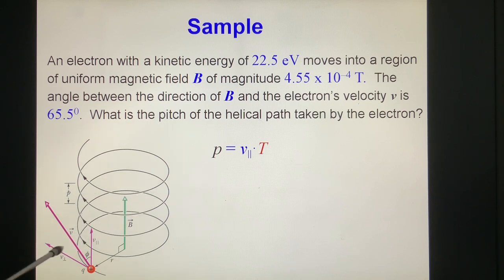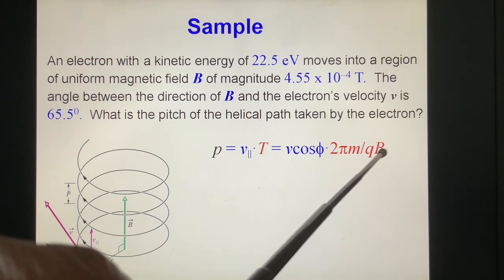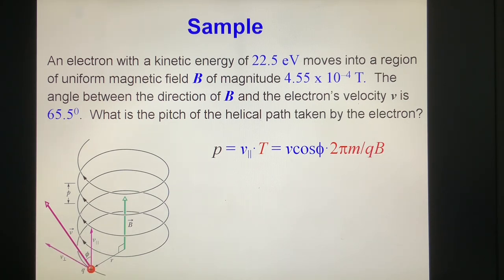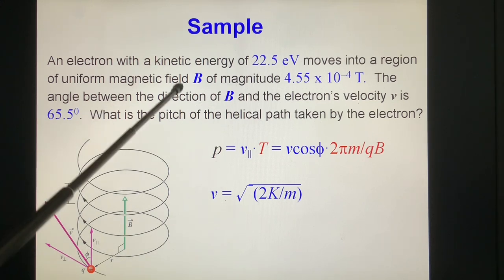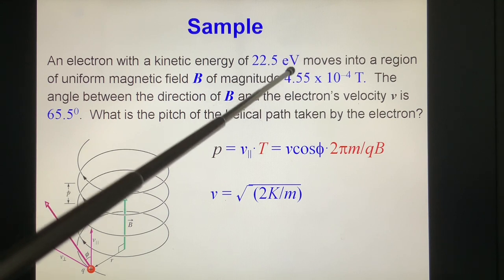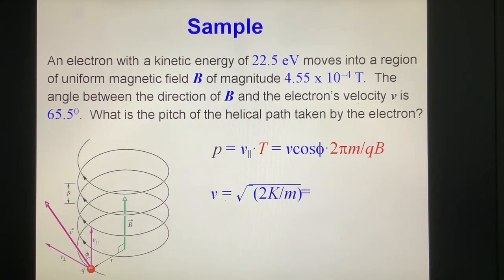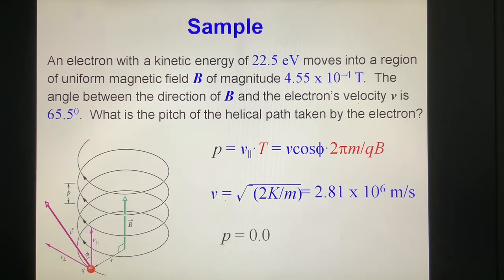Pitch equals v parallel times the period. v parallel equals v cosine phi. And the period we have calculated is 2 pi m over qB. Then we have everything here. What is v? Now we have the energy: kinetic energy equals half m v squared, equal to 22.5 electron volt. We have to transfer it into joules and do it. We find v, put in v, B, q, and we get the pitch. That's straightforward.